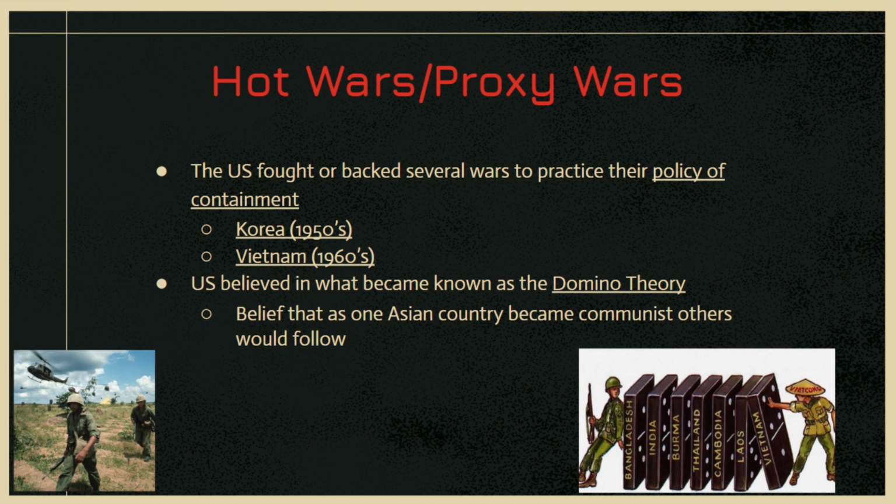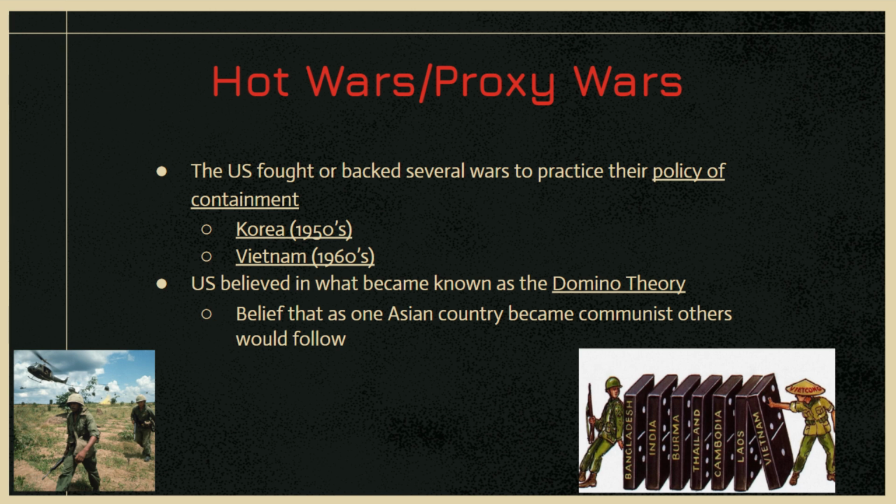There are some examples of kind of more what we call hot wars or like direct conflict to talk about. They take the form of proxy wars where the United States and the Soviet Union are kind of battling each other indirectly through a different country's war. So examples of that are things like Korea, Vietnam, Afghanistan.